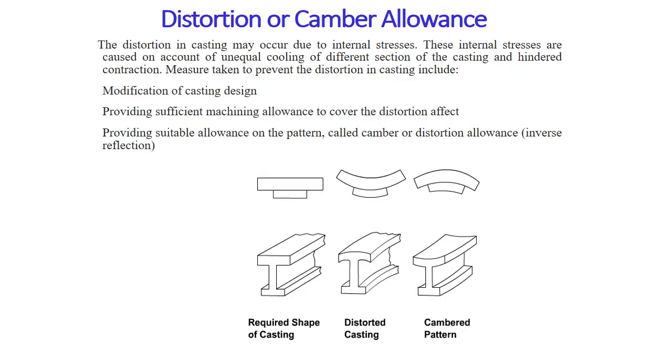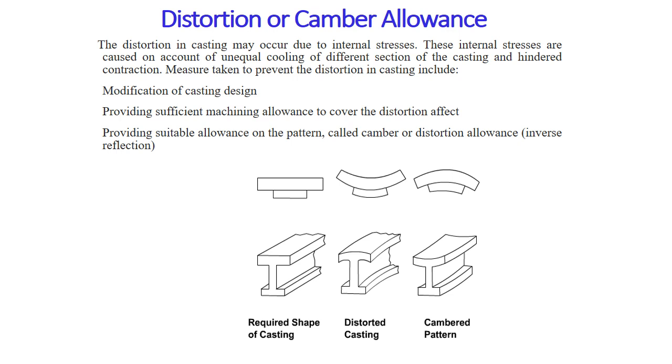There is another, fourth type of allowance that is called the distortion allowance, which is a very peculiar type, because during solidification, if it is a very thin-walled casting, it has a tendency to warp and bend, because the distortion in casting may occur due to internal stresses. These internal stresses are caused on account of unequal cooling of different sections of the casting and hindered contractions.